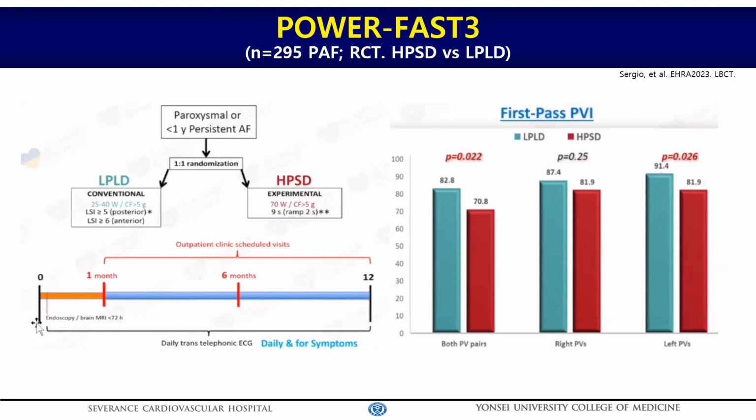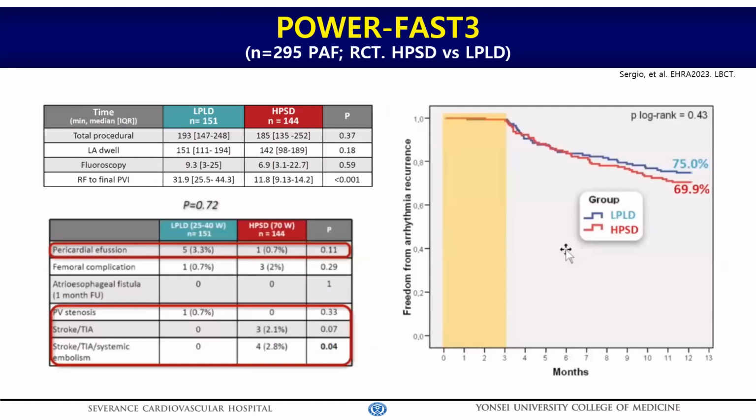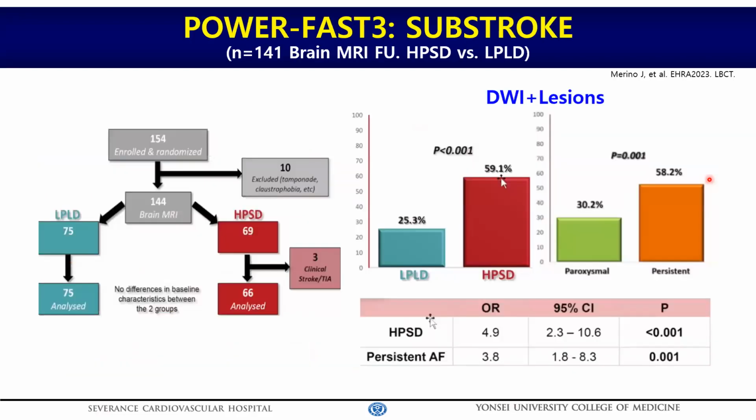This is the RCT PowerFast 3 trial announced at the latest EHRA 2023 Congress, and investigators compared 70-watt hypershort duration versus conventional RF PVI, but surprisingly, the first pass PVI rate was lower in hypershort duration. Moreover, among complications, stroke and embolic rate were higher in hypershort duration. The researchers used 70 watts as in the protocol shown earlier, but the 70-watt protocol may induce char formation, and rhythm outcome did not differ between the two groups.